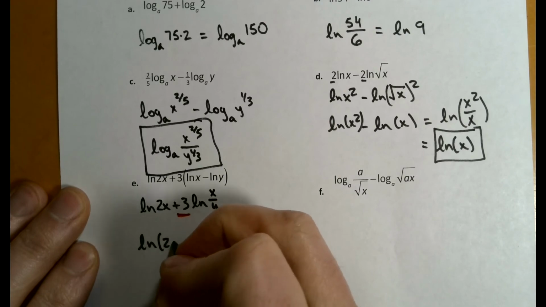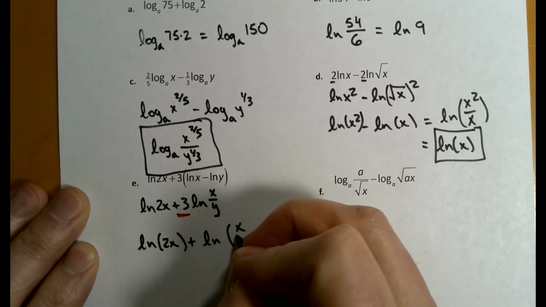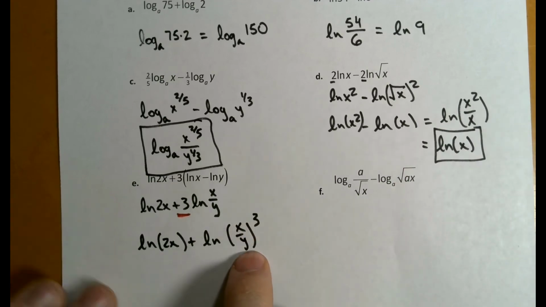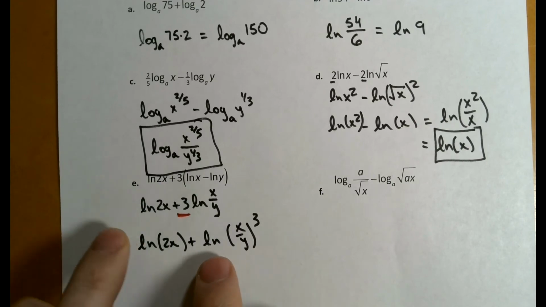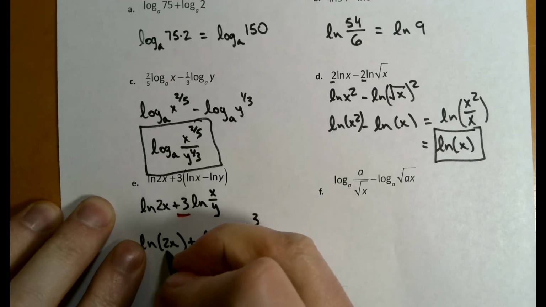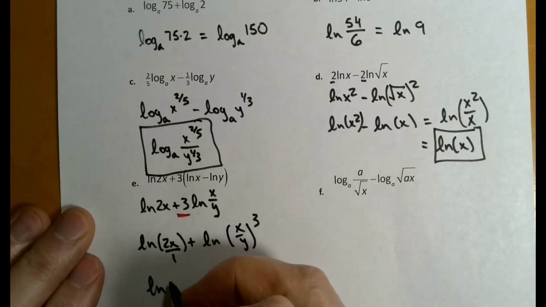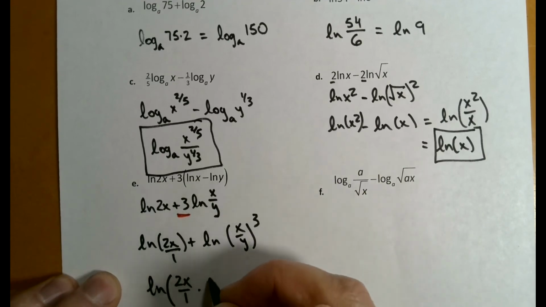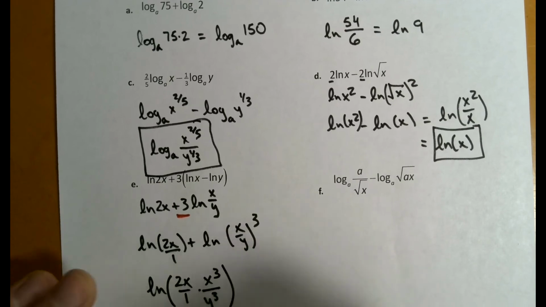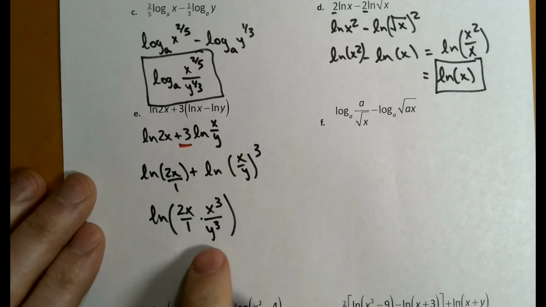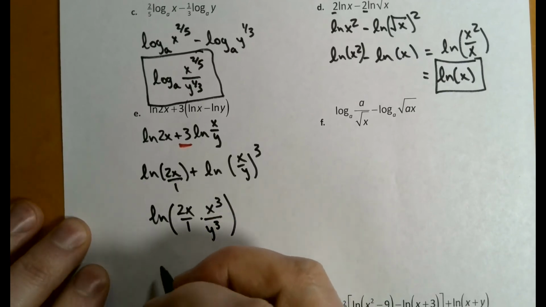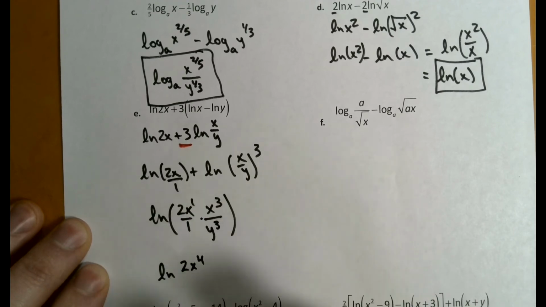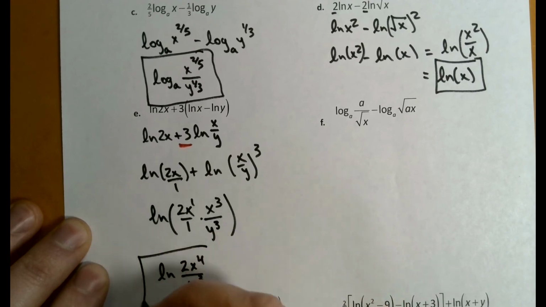In other words, we'd have natural log of 2x plus natural log of x divided by y cubed, which means we should apply the cube to the x and the cube to the y. Notice with the addition, we're going to multiply this piece times that piece. So we'll follow our same old patterns of how you multiply fractions. 2x over 1 times, now notice I'm going to apply the cubed to the numerator and the cubed to the denominator. So our last job is to simplify these exponential expressions inside here. This just becomes natural log of 2x to the 4th, we've got the same base, so add the exponents, divided by y cubed. Final answer.